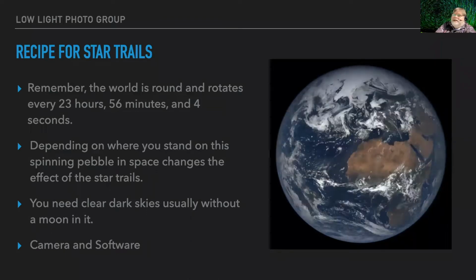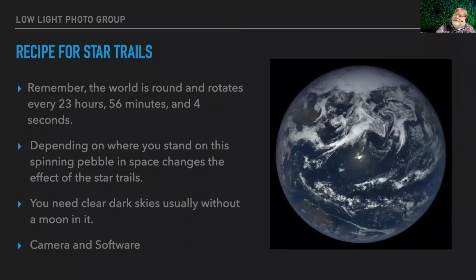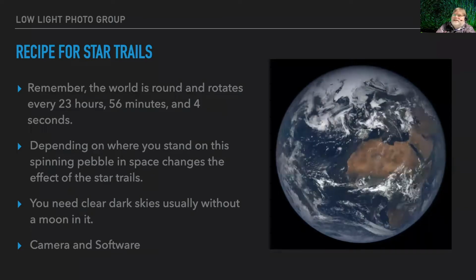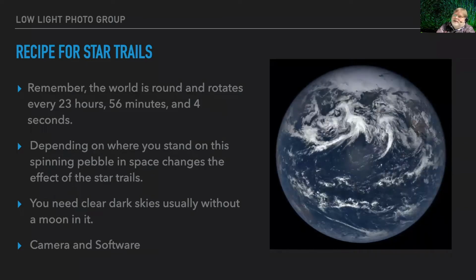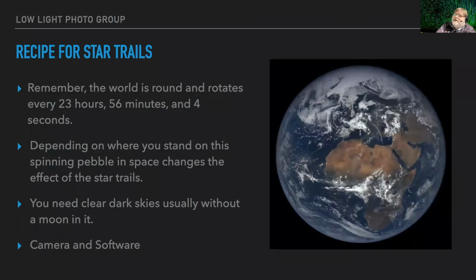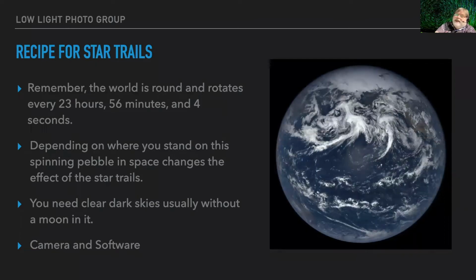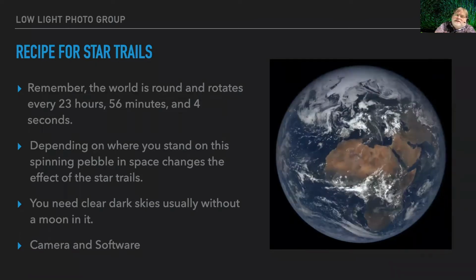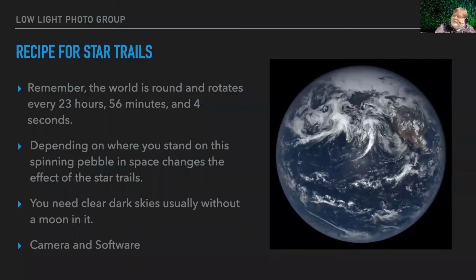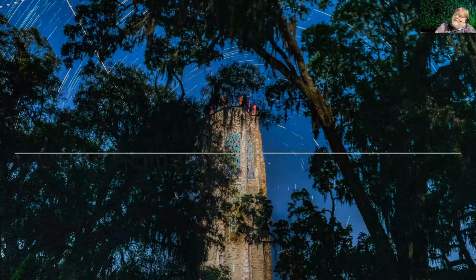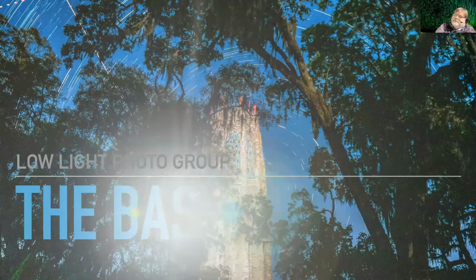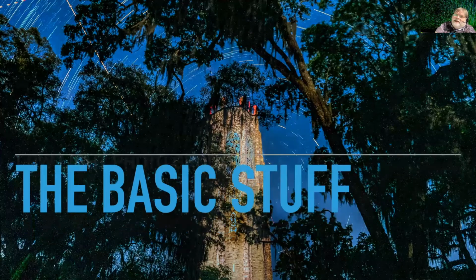In essence, depending on where you stand on this globe of ours, it changes the effect of the star trails. You should get clear, dark skies, usually without a moon in them, though that doesn't mean you can't get the moon in there. And of course, you need a camera and some software to help out.